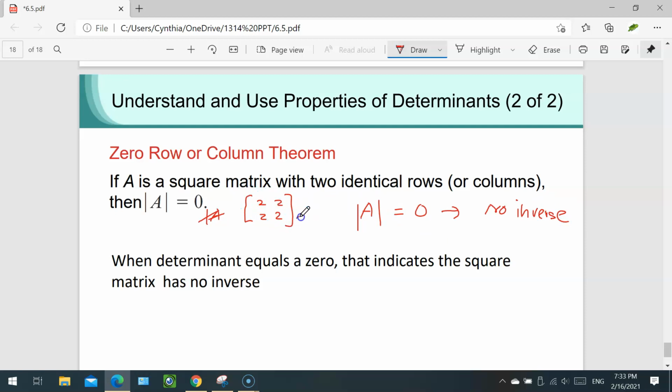So when you have 2 by 2, it's a square matrix. And in most cases, a square matrix has the inverse. But when you have two rows that are identical, then you won't have the inverse. When the determinant equals 0, that indicates the square matrix has no inverse.